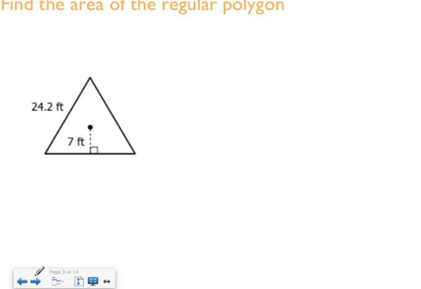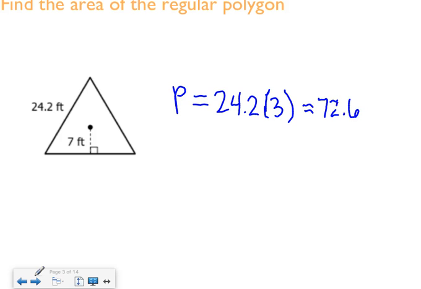To find the area of the regular polygon, let's first find, what's the perimeter? 24.2 times 3. Yep, because all my sides have to be the same if it's regular. So we're going to take that times 3. 72.6. Good job.